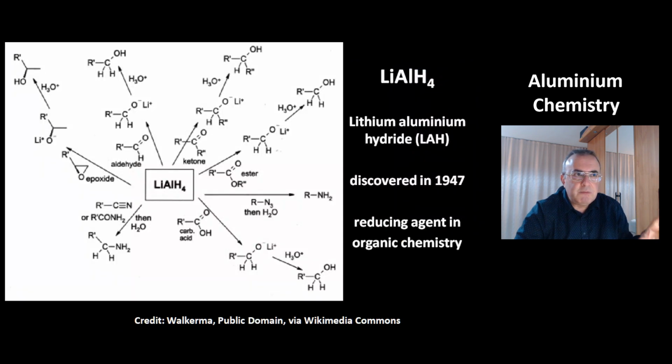This is an important compound in organic chemistry, lithium aluminium hydride, LiAlH4. It was discovered in 1947 and is used as a reducing agent in organic chemistry. You can see you can make amines from azides or nitriles or amides, or you can make alcohols from carboxylic acids or esters, ketones, aldehydes, epoxides.